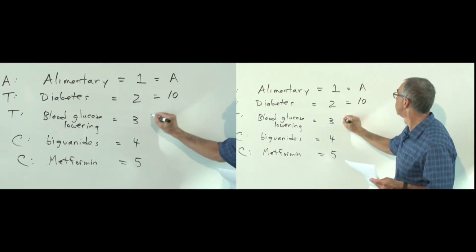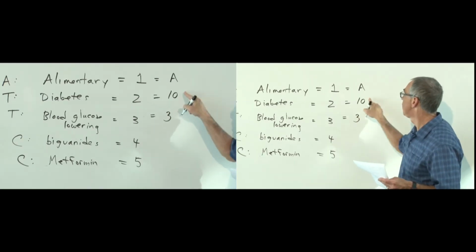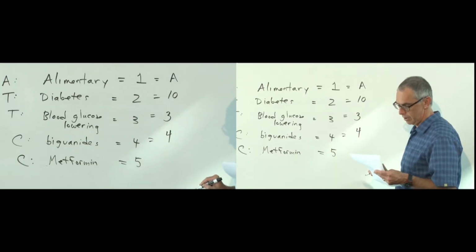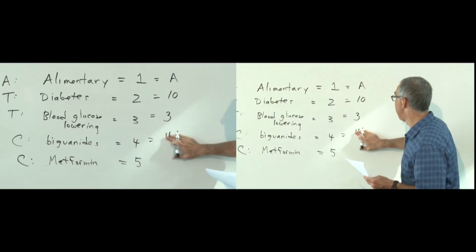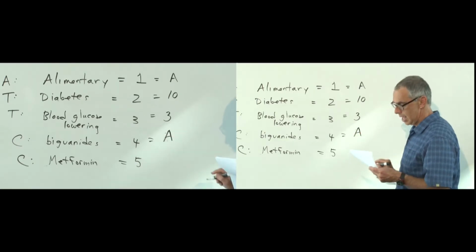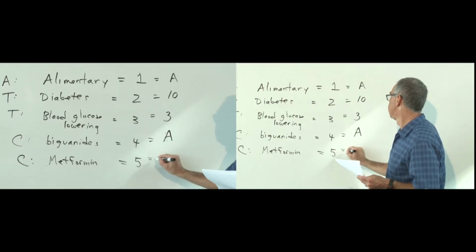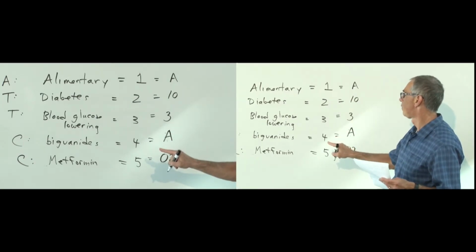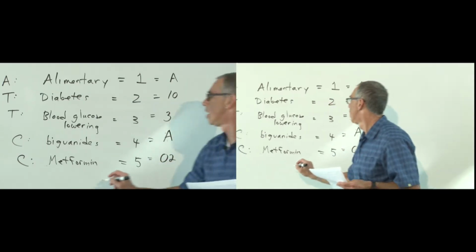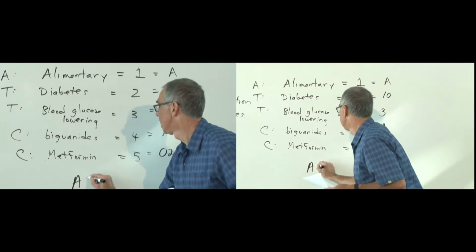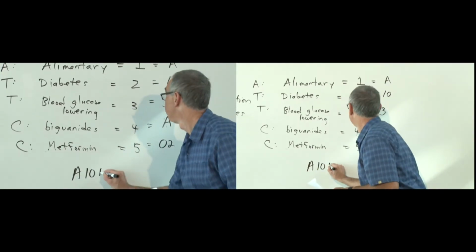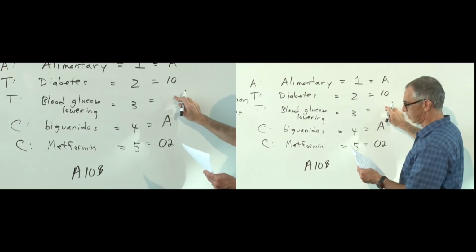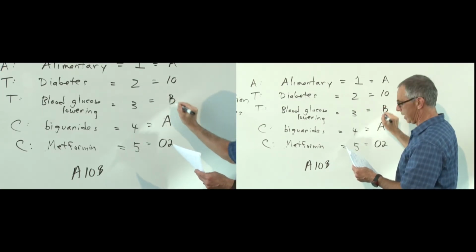Blood glucose is subcategory 3 within that. Biguanides are a subgroup, subgroup A, and metformin is the second one, 02. So literally, the code for metformin in the ATC coding system is A10BA02. Oh, I said, I'm sorry, this is a mistake. I meant to say B.